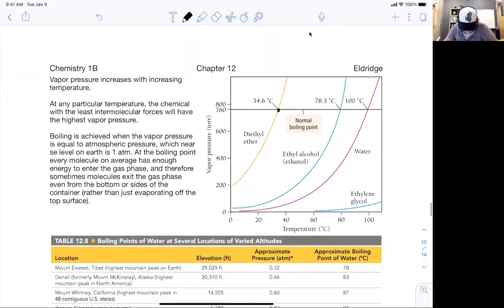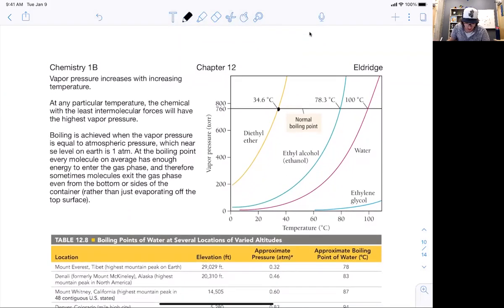Here's vapor pressure increasing with increasing temperature. You've got temperature on the x-axis, increasing. We've got between water freezing and boiling, 100 Celsius, and vapor pressure, 760. This is in torr or millimeters of mercury. Those are the same units. 760 millimeters of mercury or torr is 1 atmosphere. That's room pressure.